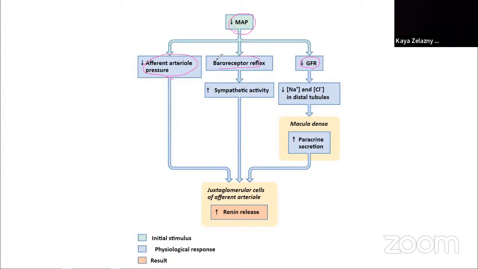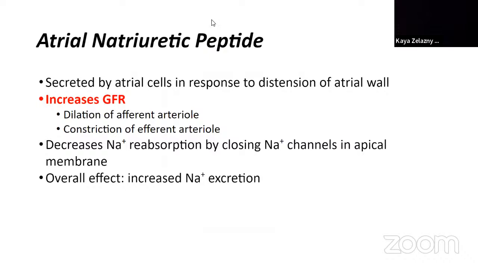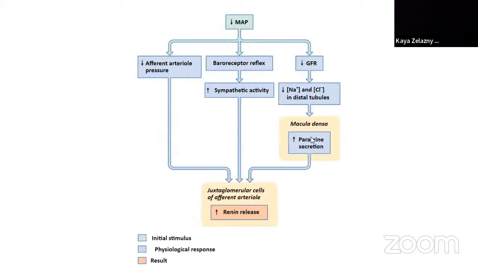And then the baroreceptor reflex has increased sympathetic activity. So these are all just telling us we have low mean arterial pressure. So we release renin to fix it. Renin ultimately increases aldosterone, increases sodium reabsorption, increases water retention. So those are the parts that might be on the exam.